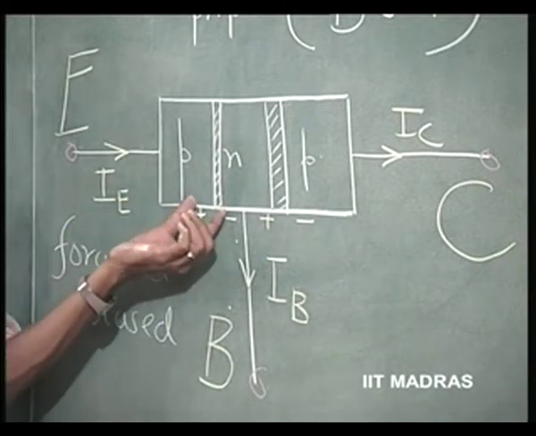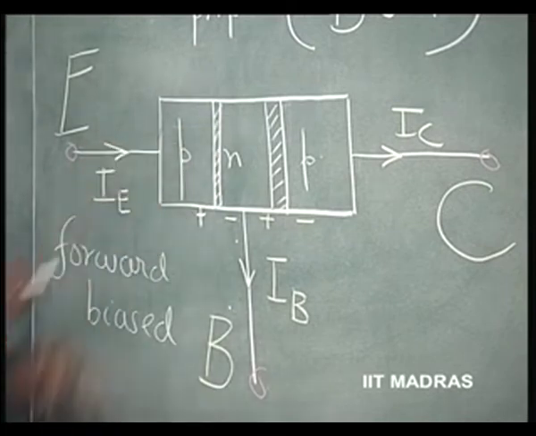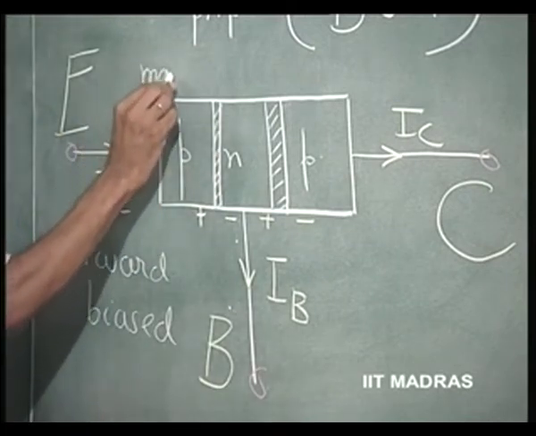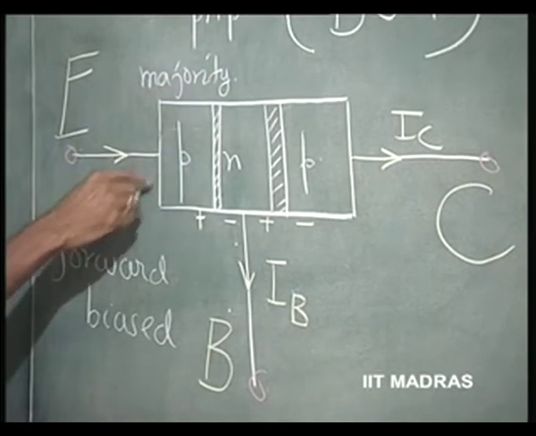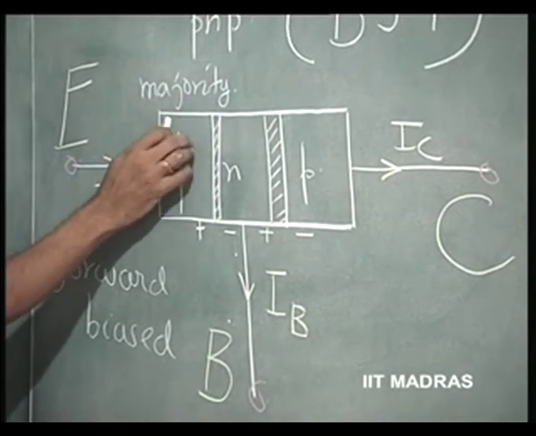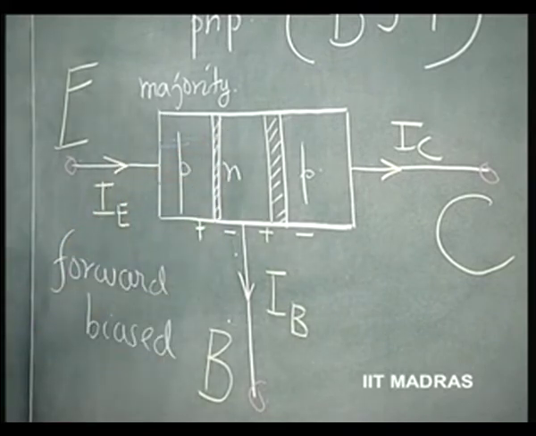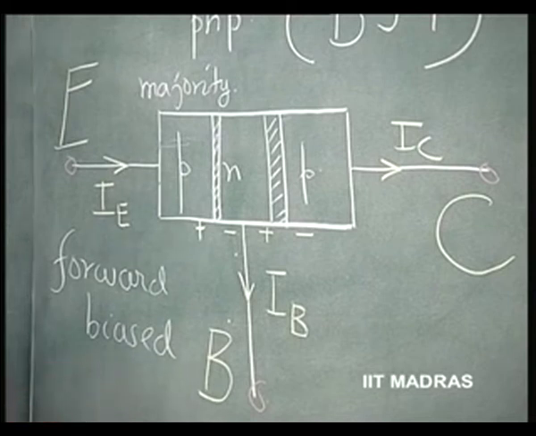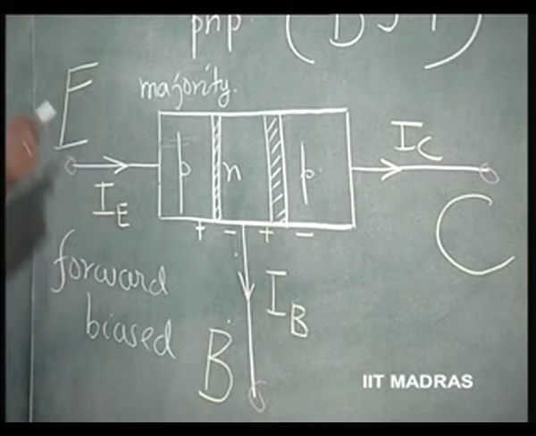So, this potential hill is there for the majority carriers. In this case, the majority carriers are holes on the p side, and on the n side they are electrons. So, what is done in a transistor is the total current normally is made up of current flow due to both holes as well as electrons.